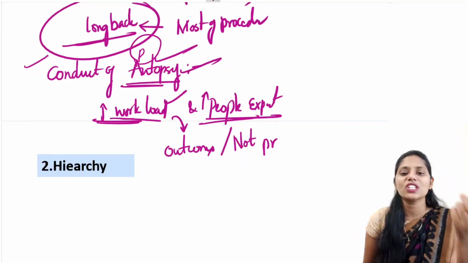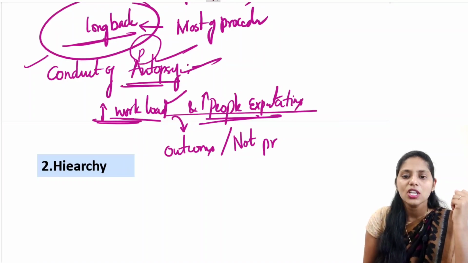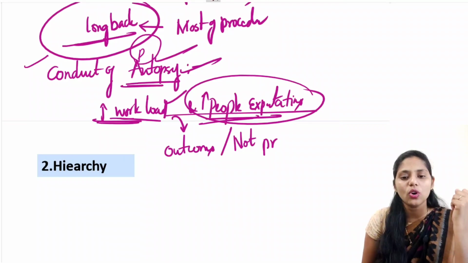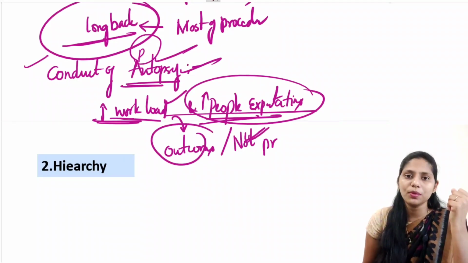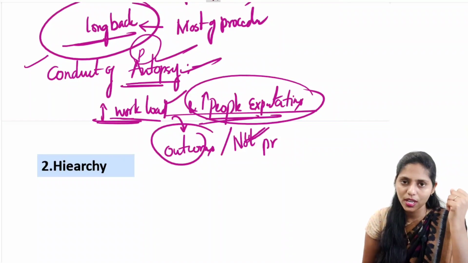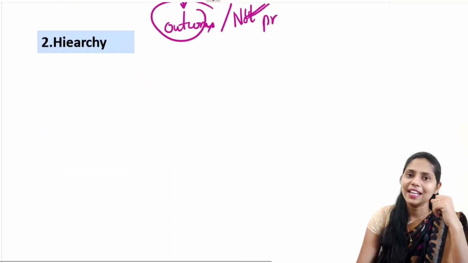Here, because of the increasing workload and increasing people's expectations, they are mainly focusing on outcome, but they are not at all focusing on what procedure is mainly followed. Okay, so this is the example, and the next one is hierarchy.